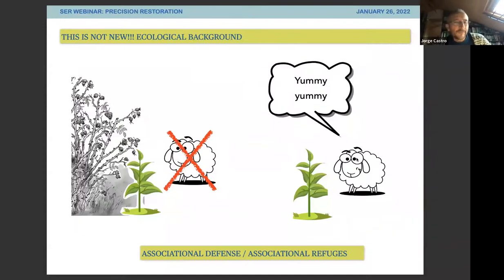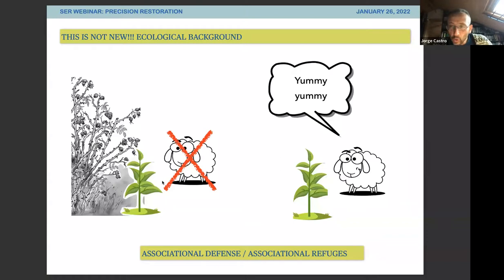This has been studied for decades from an ecological point of view. And this is within the context of associational defense or associational refuges. That means that if we have a very palatable plant, well, livestock will love this plant. But if this plant is protected by a non-palatable plant, either because it's toxic, because it creates a good barrier, or because it's spiny, then the herbivory suffered by this plant can be reduced.